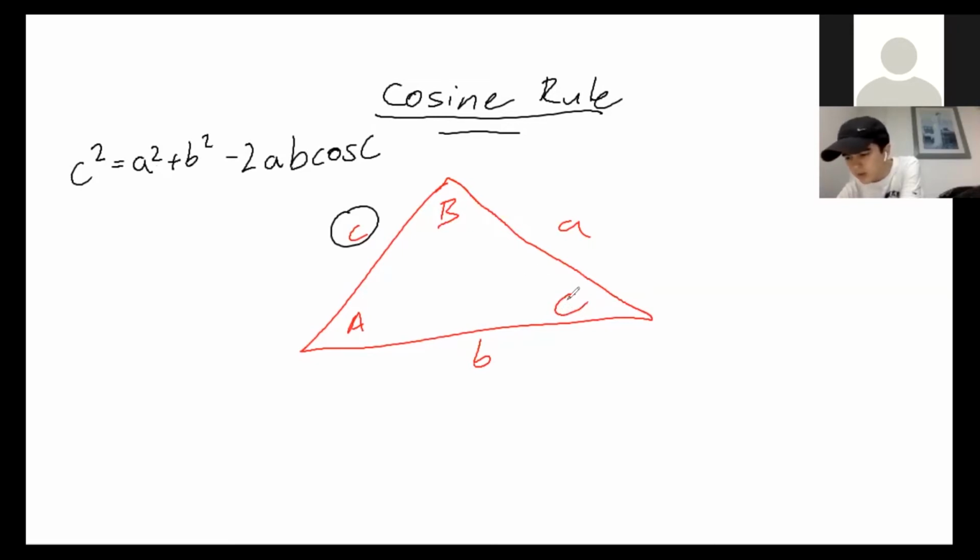So how many sides do I have in this formula? How many sides have I used? 3 sides. And how many angles have I used? 1 angle. Perfect. So with the sine rule, I use 2 sides and 2 angles, and I don't know one of them. But with the cosine rule, I use 3 sides and 1 angle, and I don't know one of them.